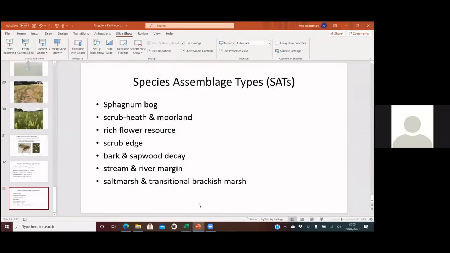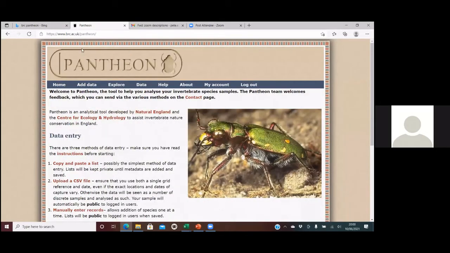Okay, so I will close that down, and we'll enter Pantheon. So this is what the Pantheon website looks like now. The random sort of hieroglyphs have been replaced by a scarab beetle. So there's still some connection to its past.